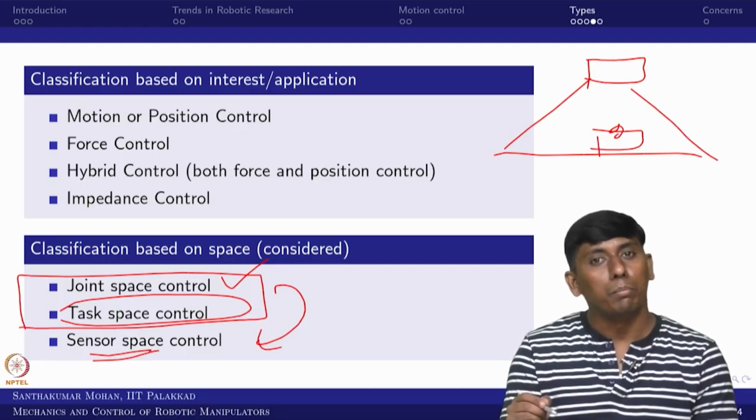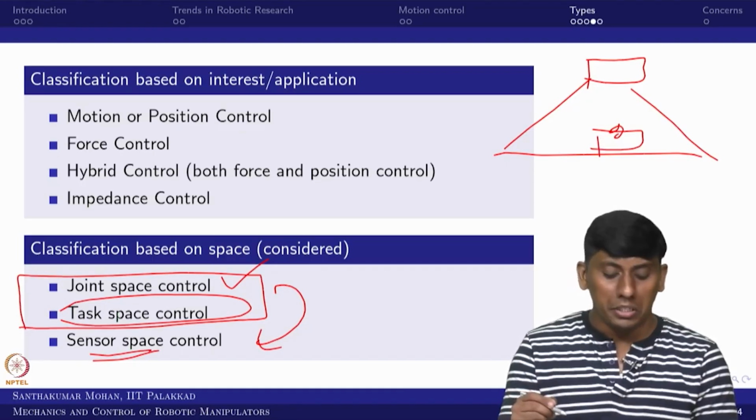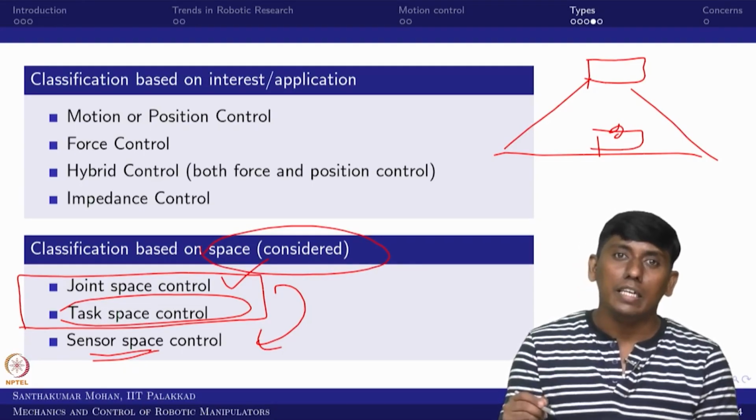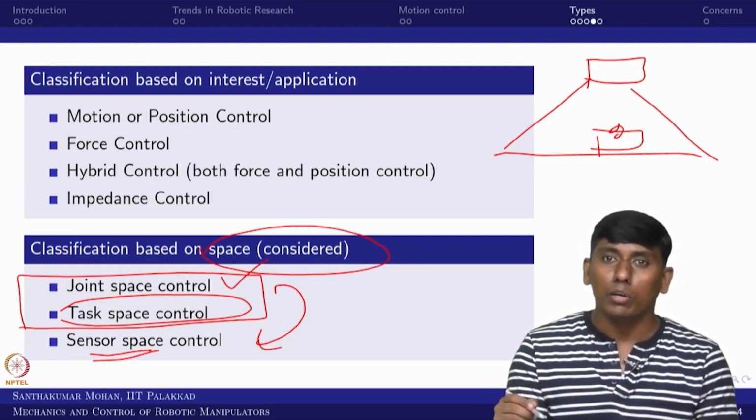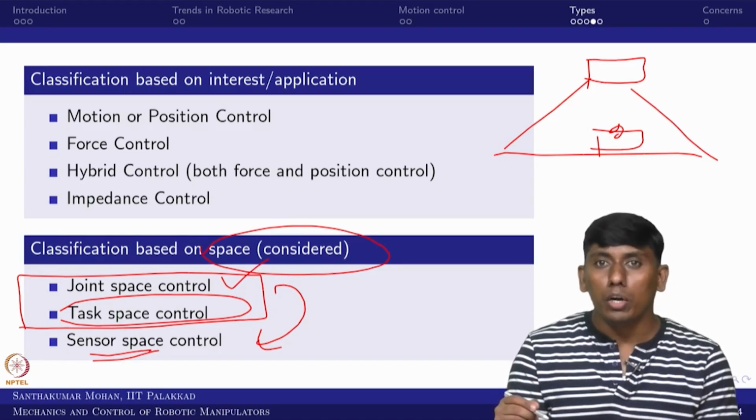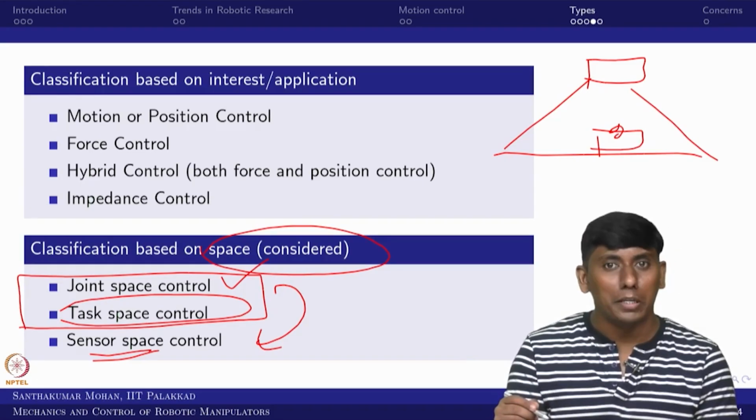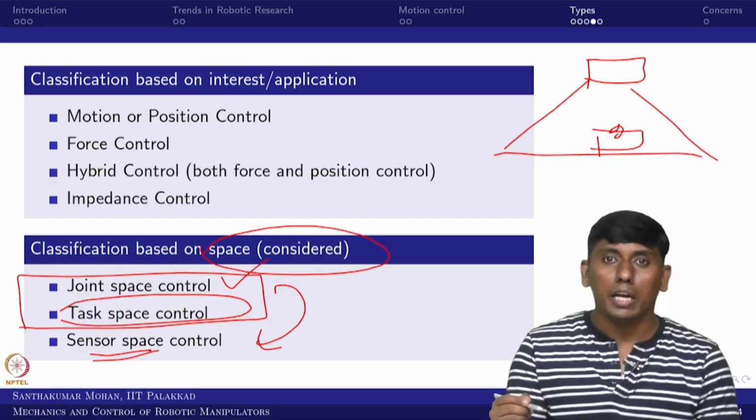So this is one of the important areas we can do. It is based on which space we consider for the control activity. Further, since we are talking about a manipulator, you want to control independent joints, or synchronously with multiple joints. So this also can become a classification.